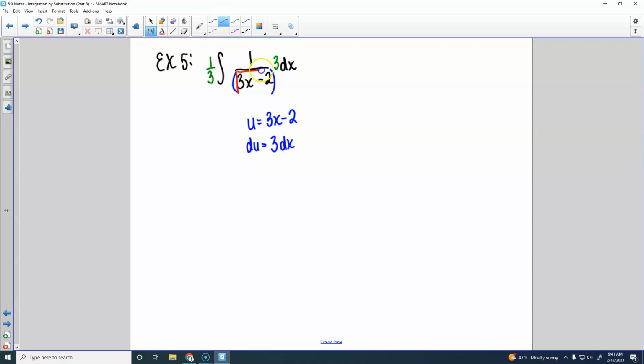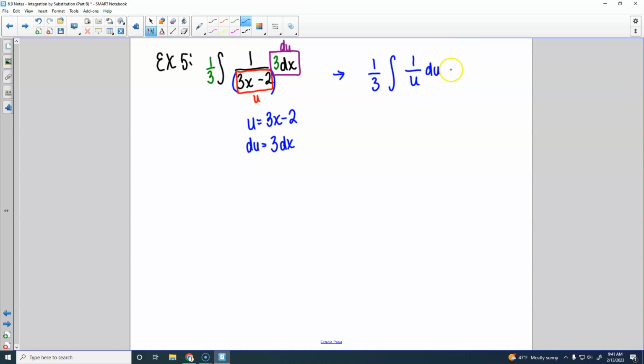So this part right here is our u. This part right here is our du. And so we are going to end up with 1/3 integral of 1 over u du. And what is the integral of 1 over u? Natural log. So this one doesn't immediately appear like it's going to have anything strange about it.